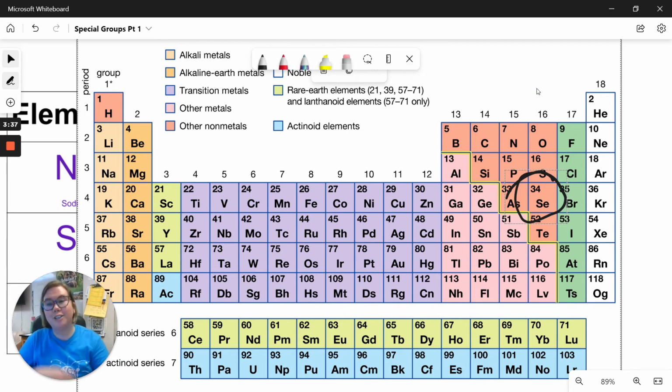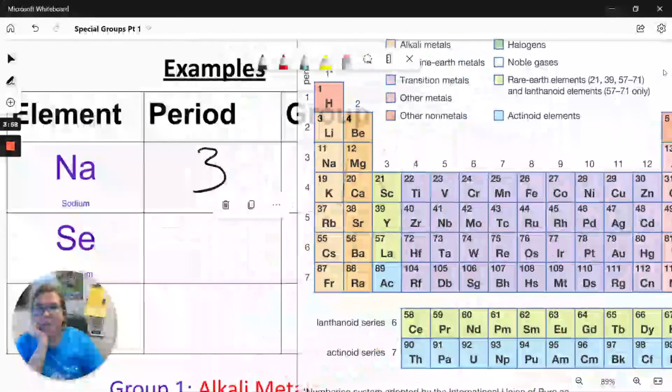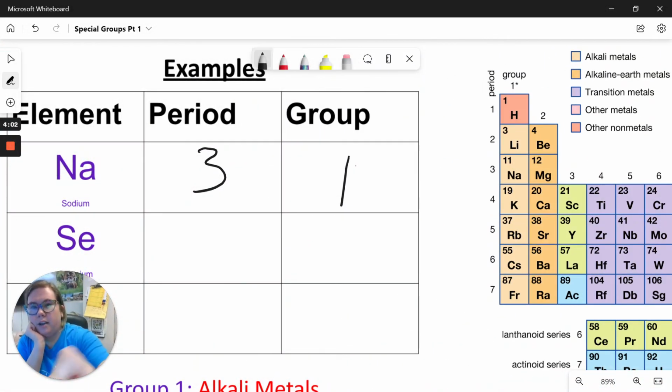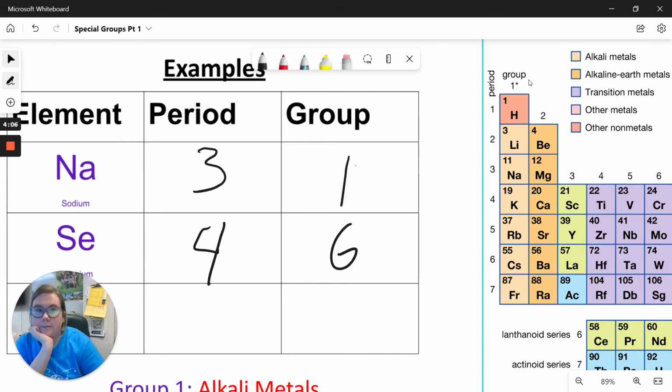For the most part, we're going to just use up to 8. So this will be group 6 for us. We've got group 6, and then we need to look at the period. We have period 1, 2, 3, and it looks like it's labeled here nicely 4. We're in period 4. So that's period 4, group 6. We found our selenium.